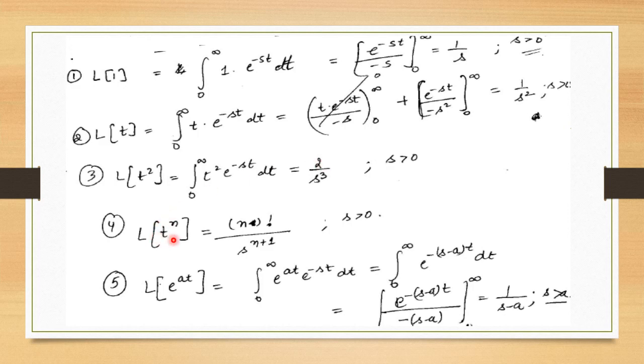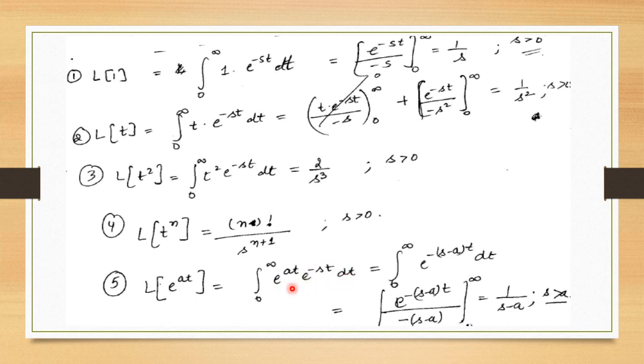Right? So the Laplace transform of t cubed will be 3 factorial upon s to the power 4, when s is greater than 0. Now, what is the Laplace transform of e to the power at? We have to put the value of f(t) to be e to the power at into e to the power minus st dt.